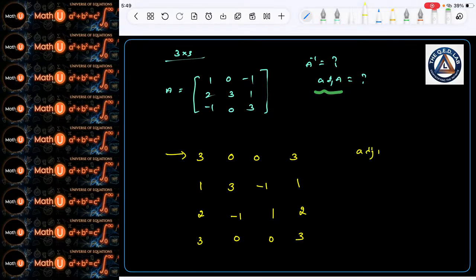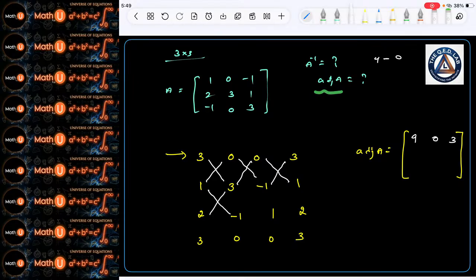Now our adjoint of A is equal to, find the determinant of this. What is the determinant? We get 3 3s are 9, minus 1 into 0 0, we get 9, this is the element. And similarly find determinant of this, we get 0. Similarly find determinant of this, we get 3. Find the determinant of this, we get minus 1, minus 3 to the 6, we get minus 7. And find the determinant of this, we get 3 minus 1, we get 2 here.